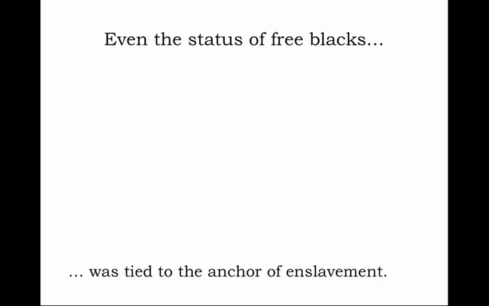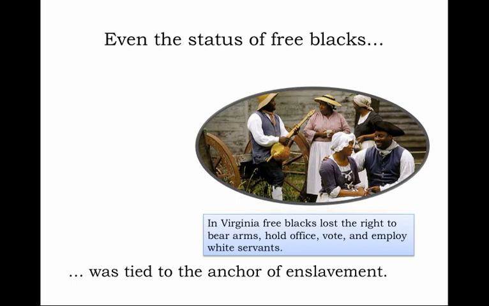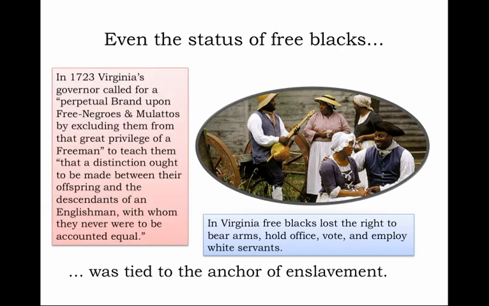Even the status of free blacks was tied now to the anchor of enslavement. In Virginia, free blacks lost the right to bear arms, hold office, vote, and employ white servants. In 1723, Virginia's governor called for the, quote, perpetual brand upon free Negroes and mulattoes by excluding them from that great privilege of a free man, to teach them that a distinction ought to be made between their offspring and the descendants of an Englishman, with whom they never were to be accounted equal.